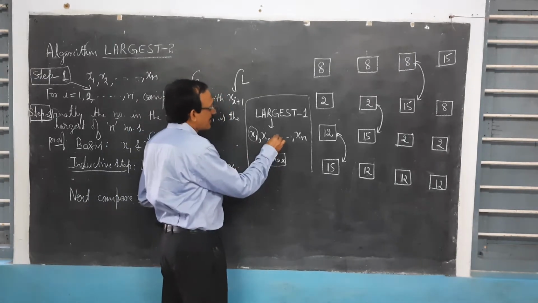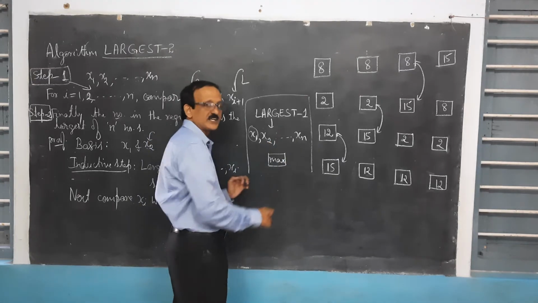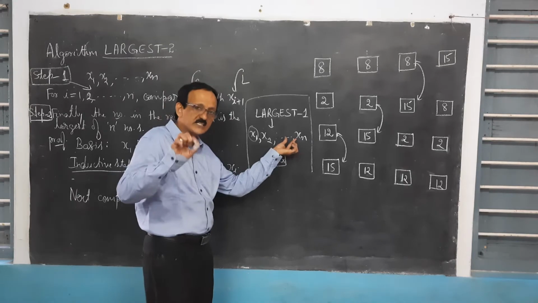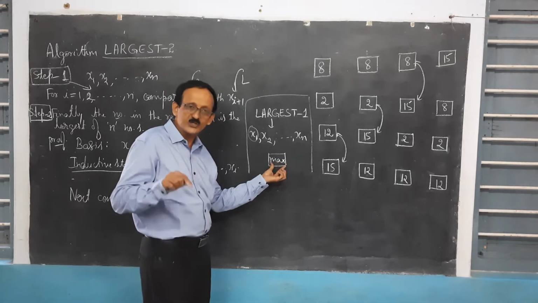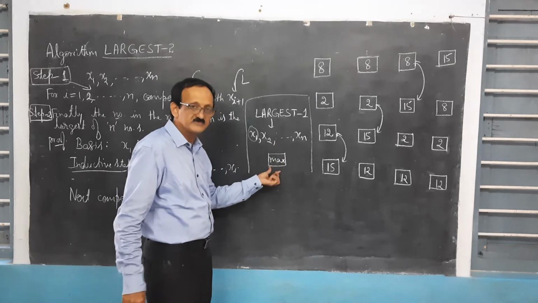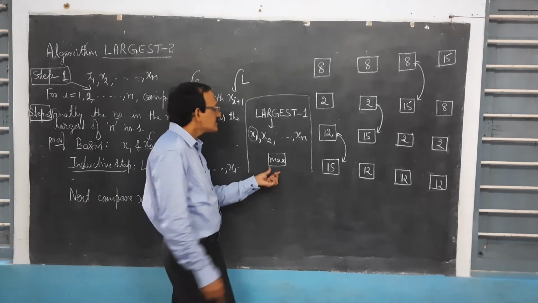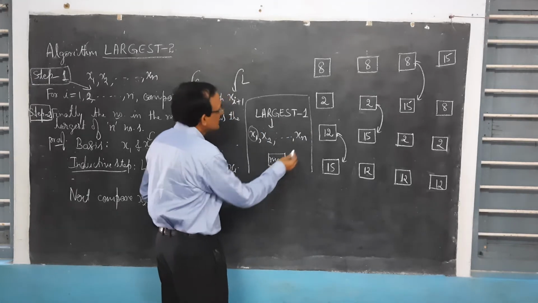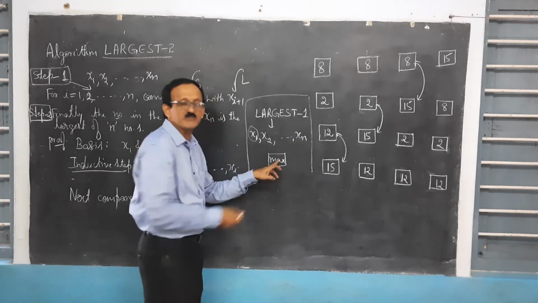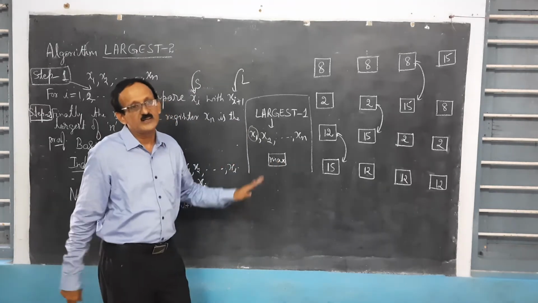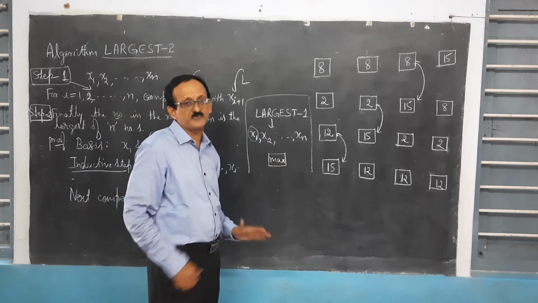Similarly, compare with x3, x4, x5, etc. If any value is larger than the value stored in the register max, then you move that value here. So after comparing all these values, finally the register max will hold the largest of n values. This is known as the largest one algorithm.